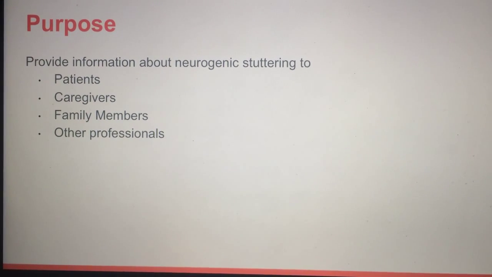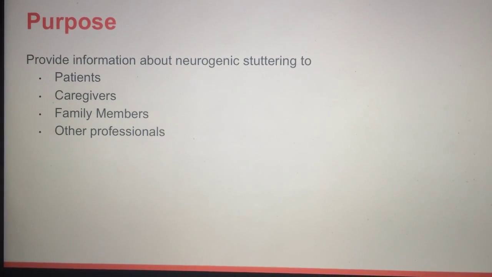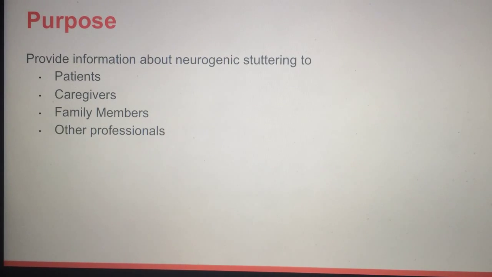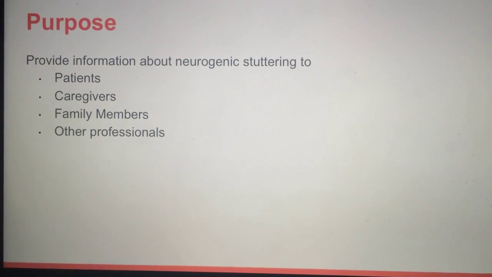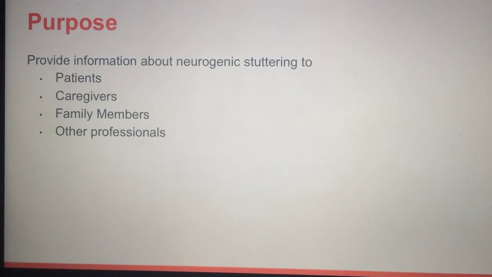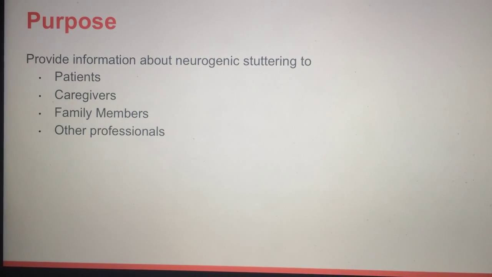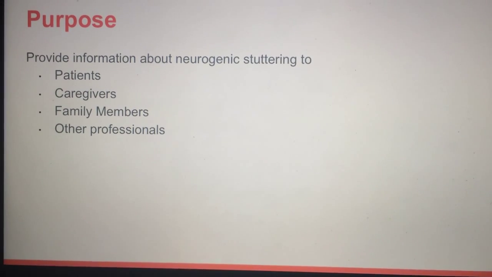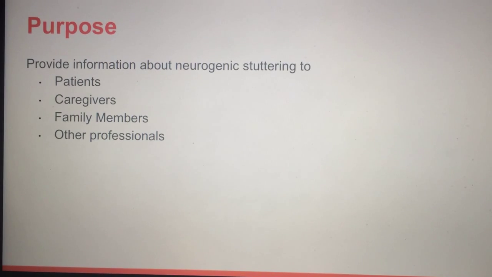Reiterating what I just said on the previous slide, the purpose of this presentation is just to provide information about neurogenic stuttering not only to patients but also to caregivers, family members, speech-language pathologists, and also other professionals that might have to come into contact with a patient with neurogenic stuttering.